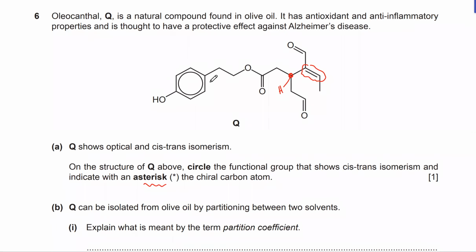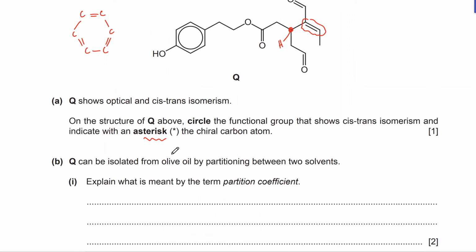Benzene, I said always think of benzene as 6 carbon atoms that are making alternating double bonds. That is what benzene looks like. So anything that's making a double bond is not chiral. Q can be isolated from olive oil by partitioning between 2 solvents. What is meant by the term partition?